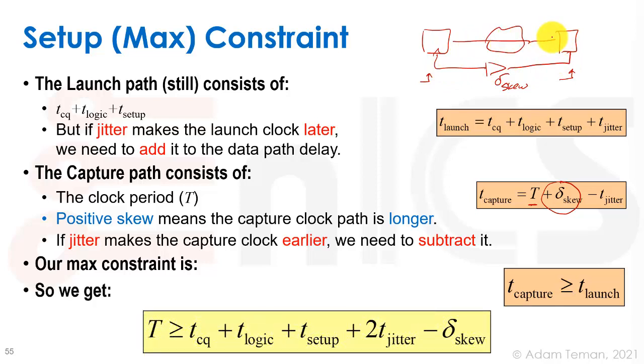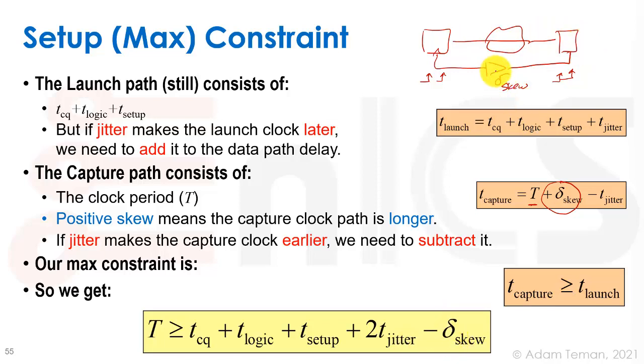If we move things around on the sides of the equation, our clock period has to be larger than our TCQ plus T logic plus T setup. You see that the T jitter over here is added to the T jitter over here, so we have plus 2 T jitter. That means that this arrived later and this arrived earlier. It makes our life harder. It basically added 2 jitters of delay to the launch path, or it subtracted 2 from the capture path.